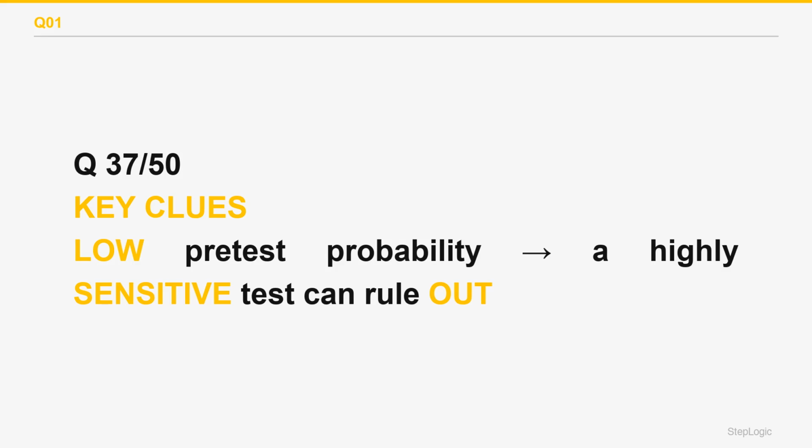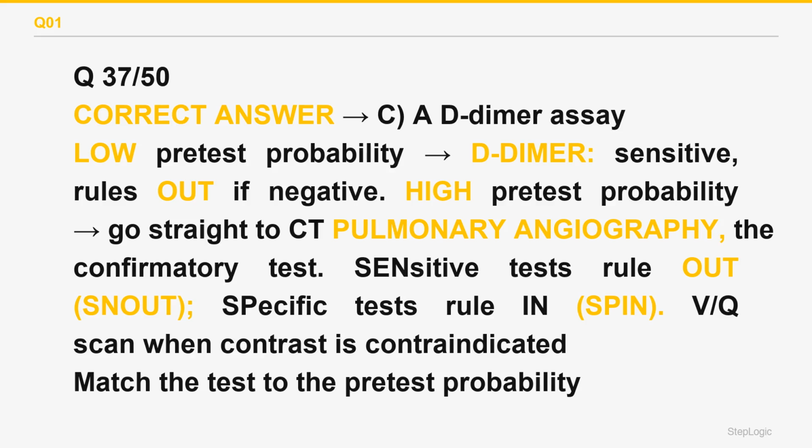D-dimer is highly sensitive, but poorly specific. It rises in infection, malignancy, pregnancy, surgery, and age. A sensitive test is useful for ruling out, and only when the pretest probability is already low. In that setting, a negative D-dimer drives the post-test probability low enough to exclude pulmonary embolism without imaging, sparing contrast and radiation. If the pretest probability were high, the D-dimer would be the wrong test entirely, because a negative result could not overcome the prior probability and CT pulmonary angiography would be indicated directly, as choice A proposes. The correct answer is C.